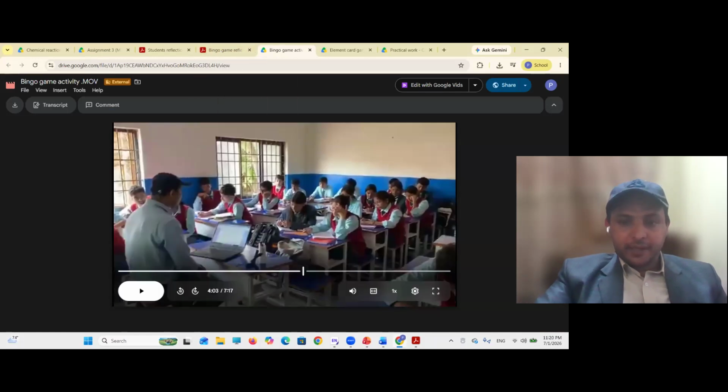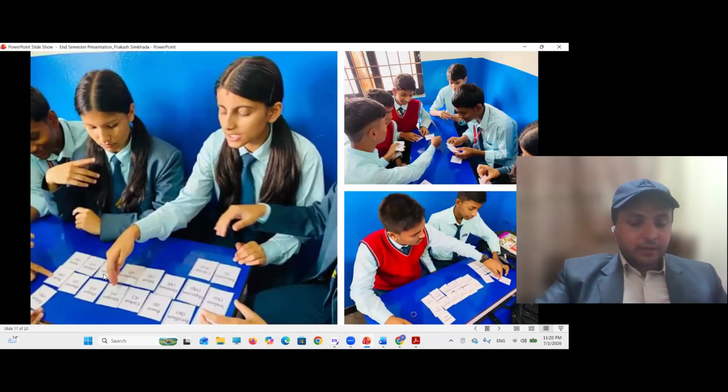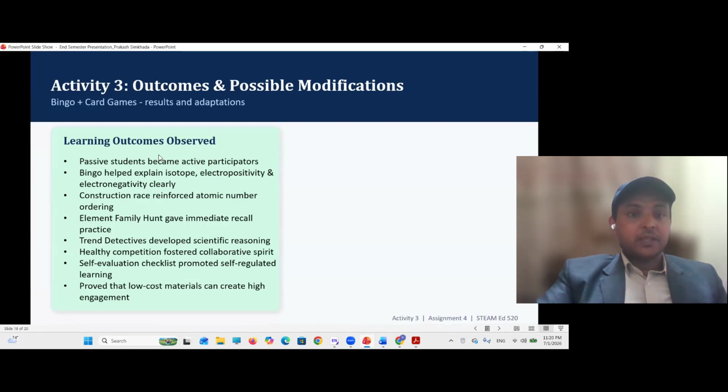Next activity is this kind of. I have prepared 20 periodic table element cards. On one side, I have written the name and symbol. On the other side, I have made the atomic structure. Based on this, I have requested the students to make the periodic table. The students have done the element family hunt activity, electronic configuration, and studied periodic trend detection. Different activities they have done from this work.